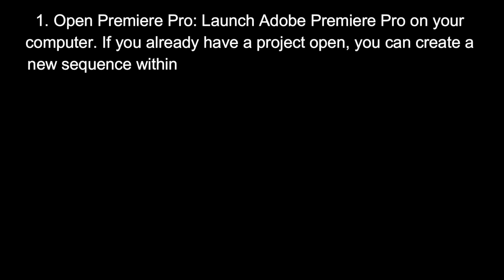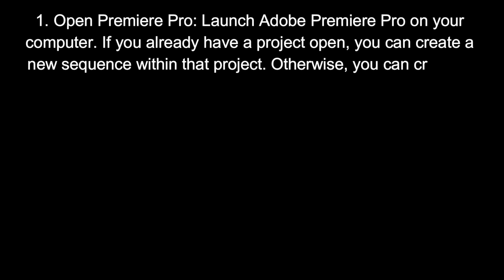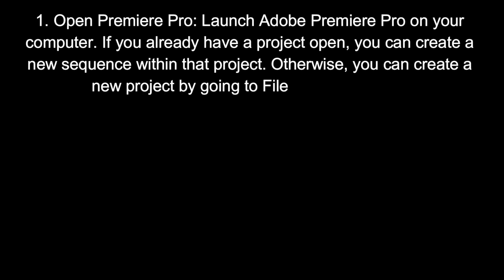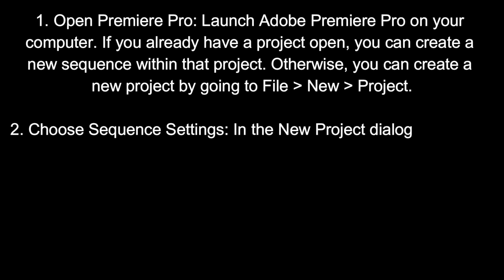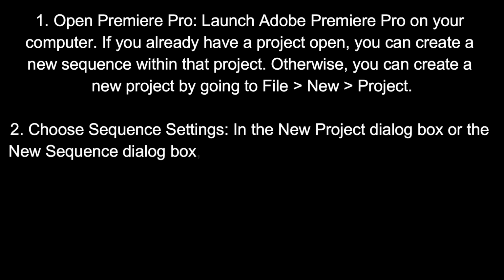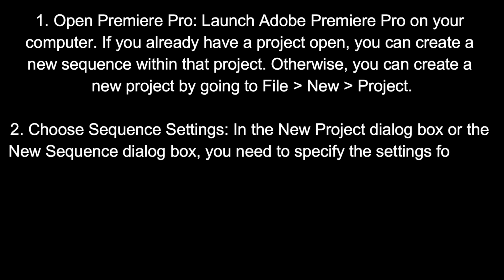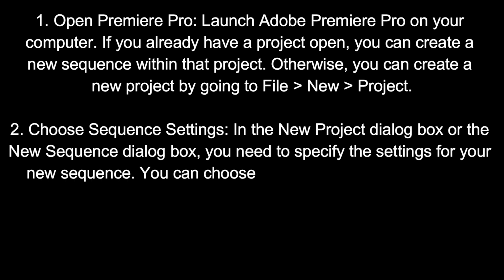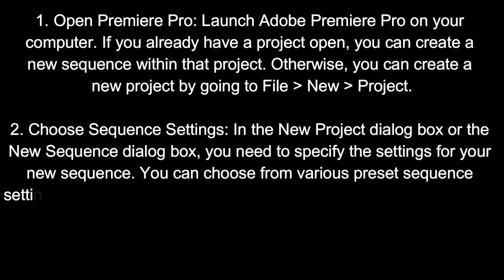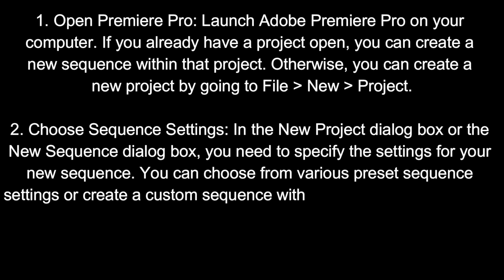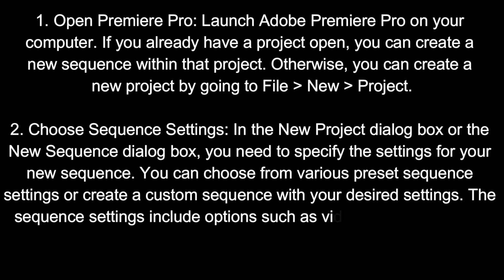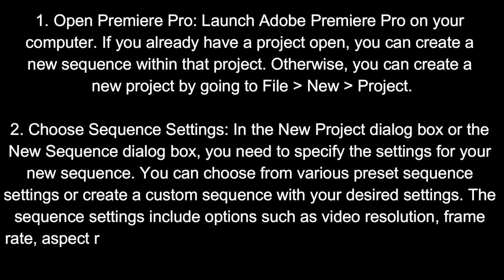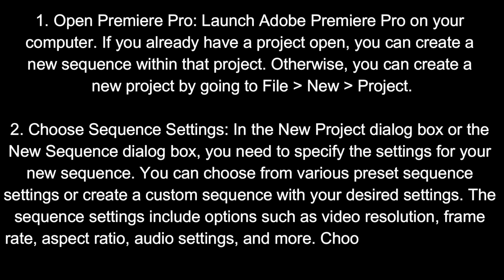If you already have a project open, you can create a new sequence within that project. Otherwise, you can create a new project by going to File, New Project. 2. Choose Sequence Settings. In the New Project dialog box or the New Sequence dialog box, you need to specify the settings for your new sequence. You can choose from various preset sequence settings or create a custom sequence with your desired settings. The sequence settings include options such as video resolution, frame rate, aspect ratio, audio settings, and more.